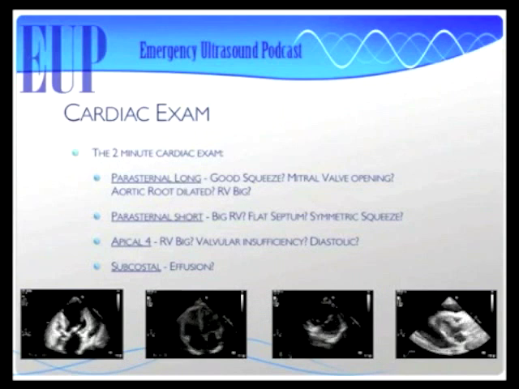In the parasternal long, you're going to want to look at how well the heart's squeezing, whether the mitral valve's opening, look at the aortic root, make sure it's not dilated, look at the RV, is it big. In the short, we're really just evaluating the size of the RV and whether that septum is flattened at all. In the apical 4, we're looking at the size of the RV and if there's any valvular insufficiency. And in the subcostal, really the only thing I want you to look for is effusion. So let's talk about that a little bit specifically here.